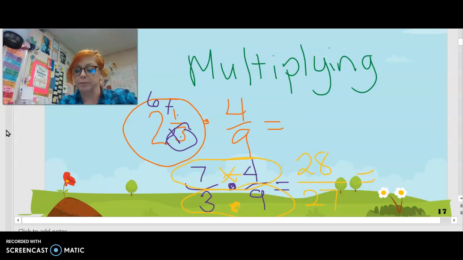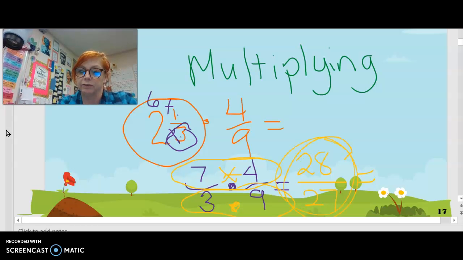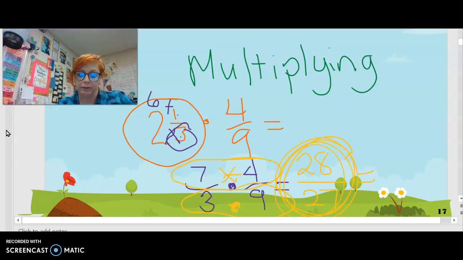Now this is an improper fraction, so the answer will probably be written as a mixed number. How would you write 28 over 27 as a mixed number? That's right. It will be 1 whole, because there is 1 whole available here, and 1 out of 27 left over.